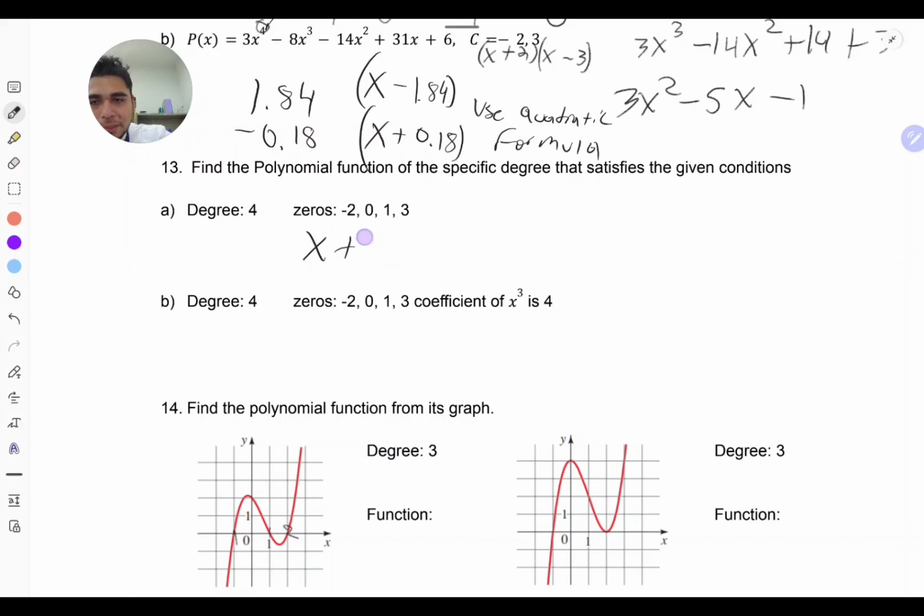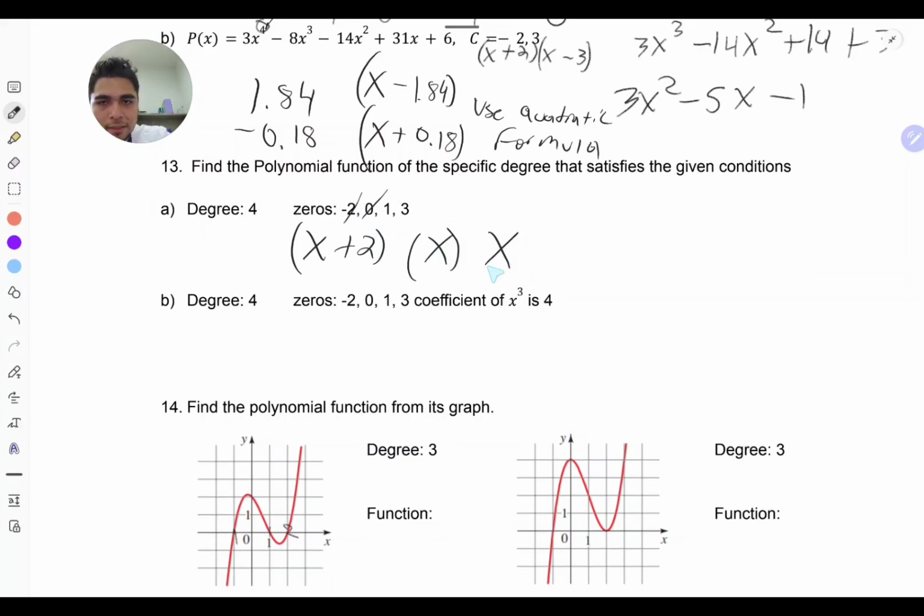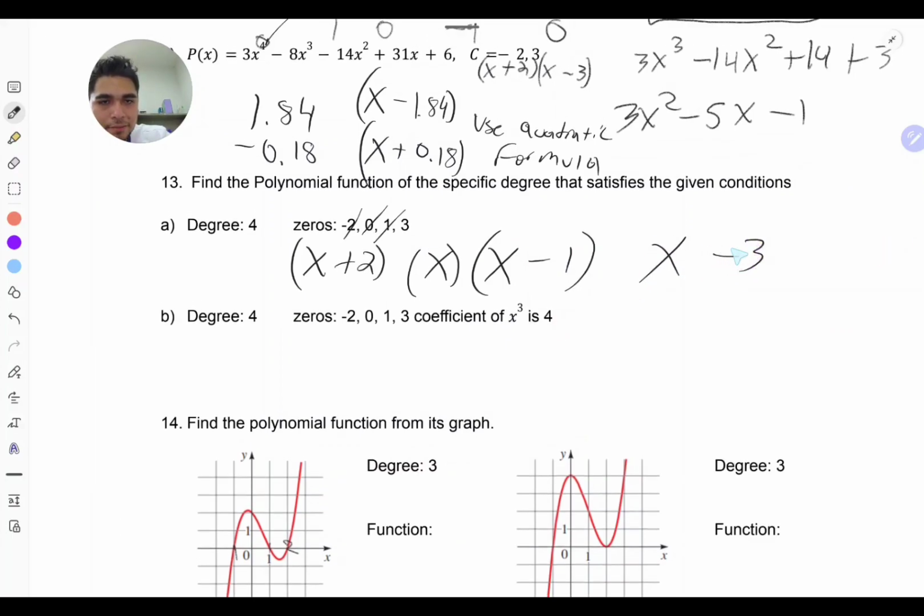So x plus 2 gets rid of this one. X gets rid of this one. X minus 1 gets rid of this one. And x minus 3 gets rid of this one. This is a polynomial with degree of 4 with these zeros, right? You put in any of these numbers into this equation, you'll get a 0.